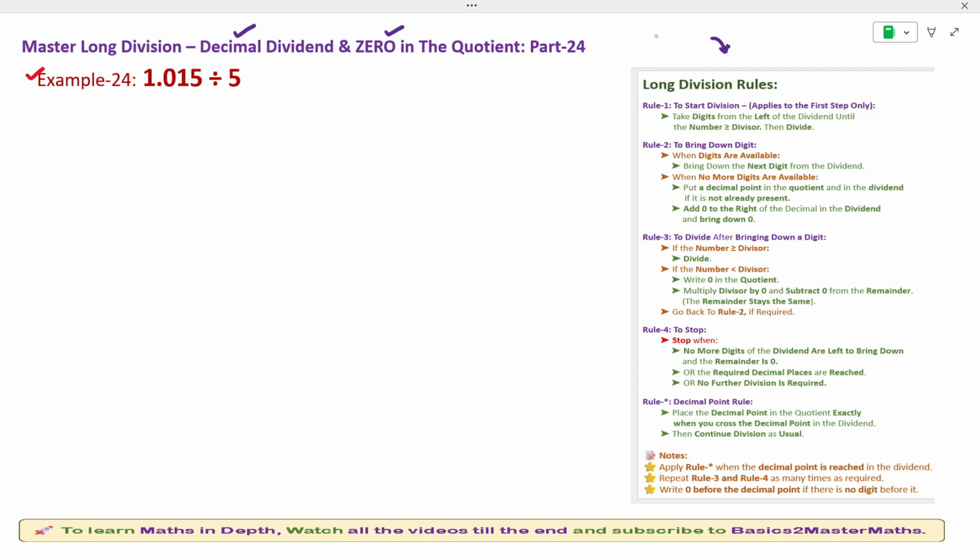1.015 by 5. Let us apply rule 1. Take the digits from the left of the dividend until the number is greater than or equal to the divisor. Then divide. In this case, the leftmost digit of the dividend is 1, which is less than the divisor 5. So, division is not possible.